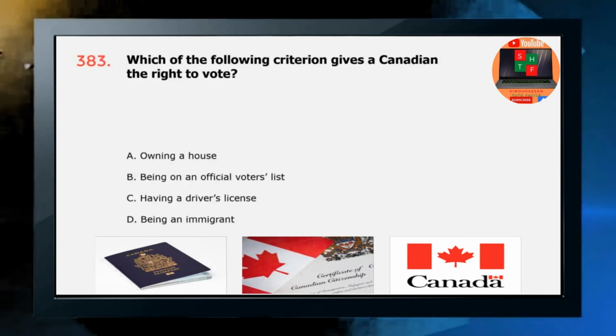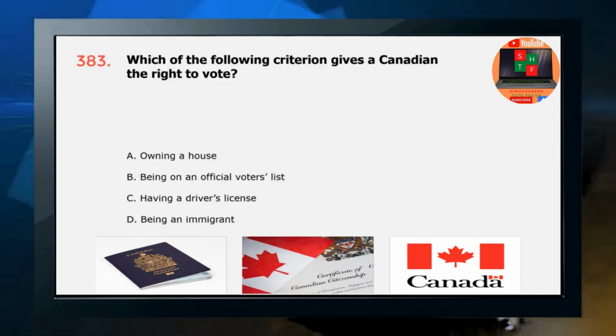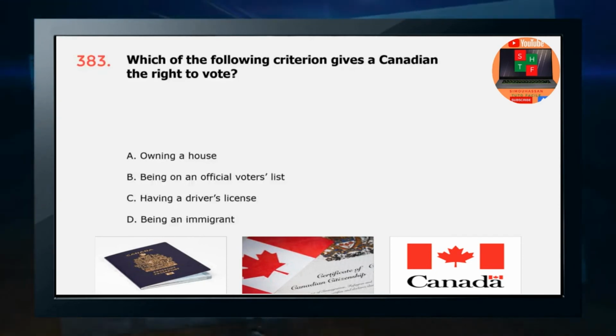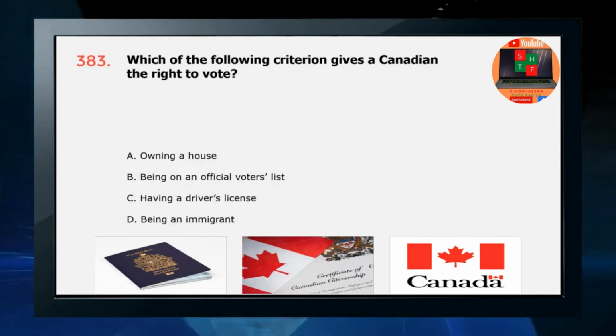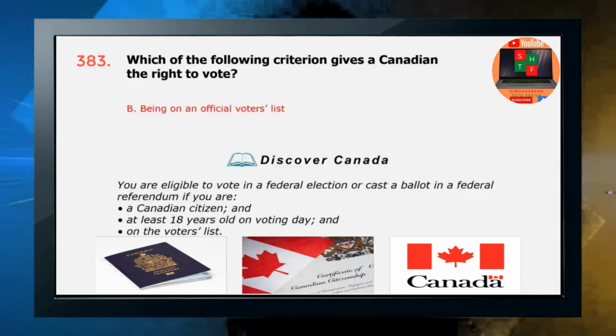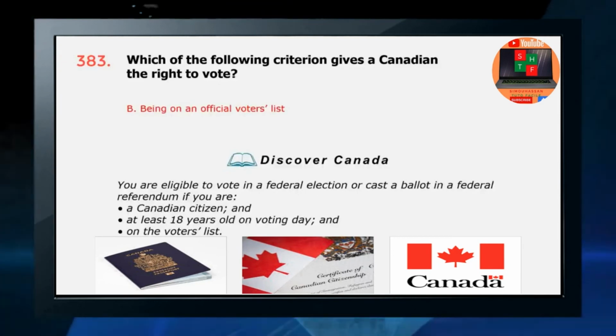A. Owning a house. B. Being on an official voters list. C. Having a driver's license. D. Being an immigrant. The answer is B. Being on an official voters list.